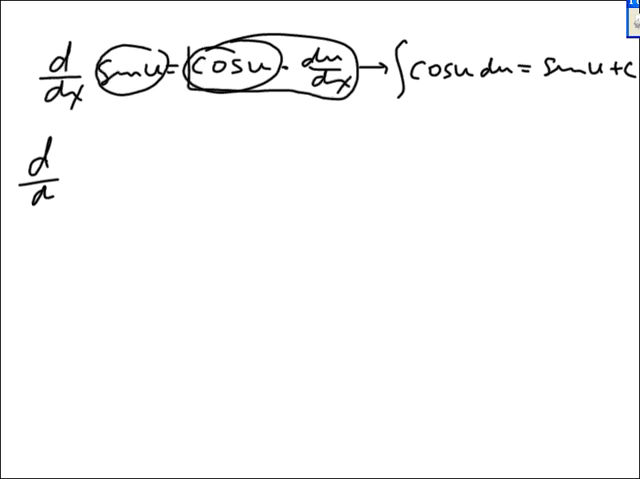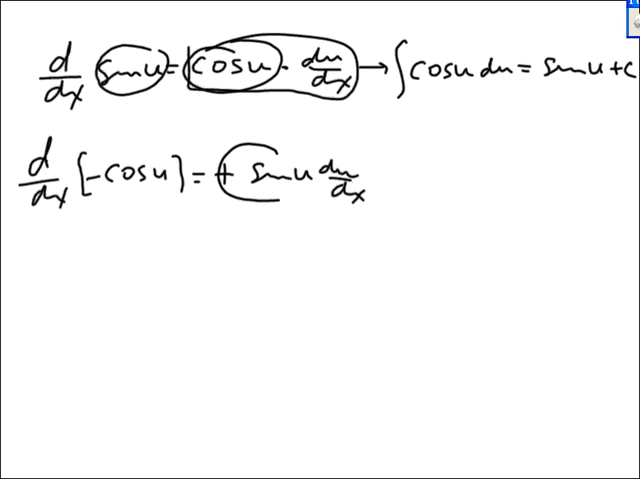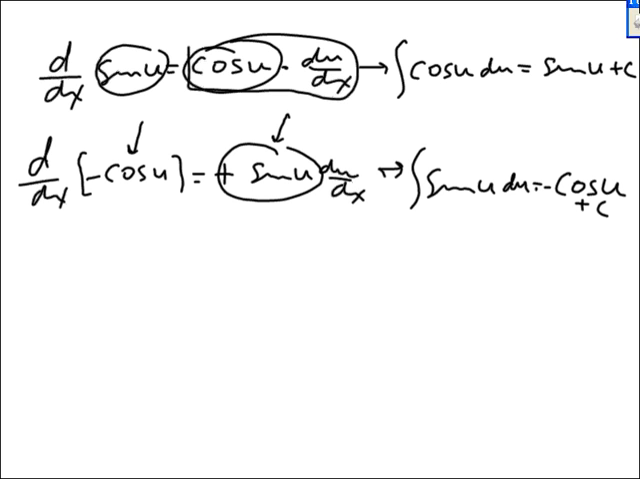Since the derivative of cosine of u is equal to negative sine of u times u prime, I can multiply both sides by negative. The right side will become plus, and the left side will become minus. That is, the derivative of negative cosine of u equals sine of u. Well, that tells you the integral of this equals that. The integral of sine of u du is negative cosine of u plus c.